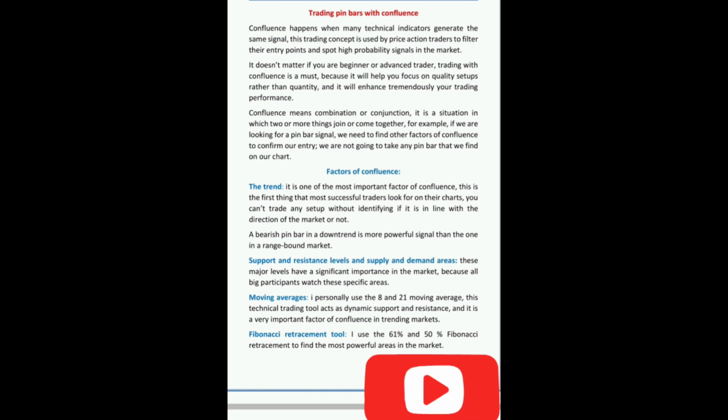Support and resistance levels and supply and demand areas. These major levels have a significant importance in the market because all big participants watch these specific areas. Moving averages. I personally use the 8 and 21 moving average. This technical trading tool acts as dynamic support and resistance, and it is a very important factor of confluence in trending markets. Fibonacci retracement tool. I use the 61% and 50% Fibonacci retracement to find the most powerful areas in the market.